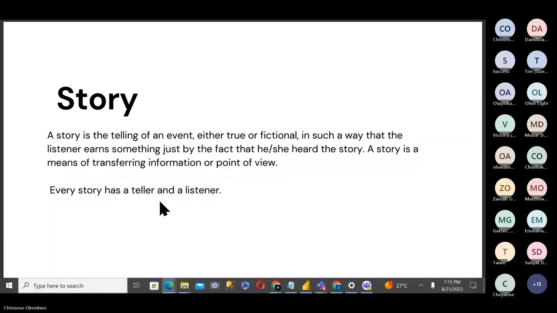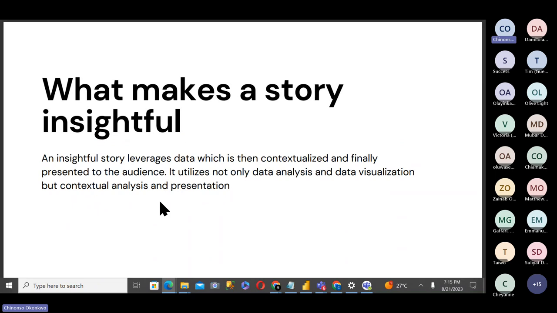So let's move on. Now, what makes a story insightful? An insightful story leverages data, which is then contextualized and finally presented to the audience. So it utilizes not only data analysis and data visualization, but contextual analysis and presentation. Let me bring out two words from this: context and presentation. This is one thing that we keep hammering on when we come to storytelling with data. Amidst data analysis and data visualization, we still keep talking about context. Bringing context into the story is very important, and as we go on, you will understand what I mean by this context. Is there even context in your data? How do you provide context within the numbers? You need your audience to see the bigger picture in everything.